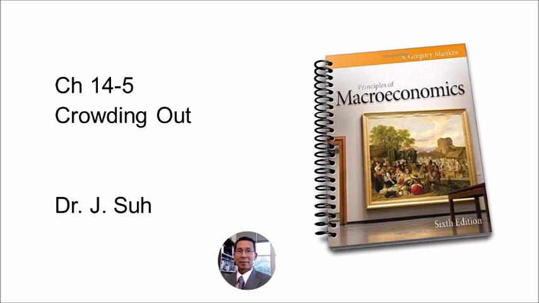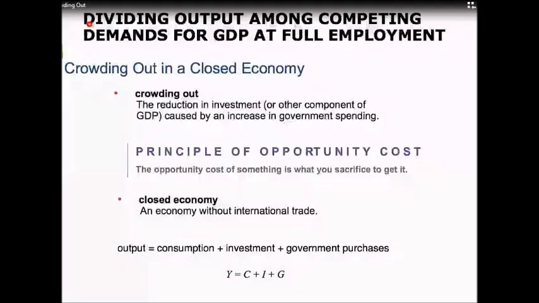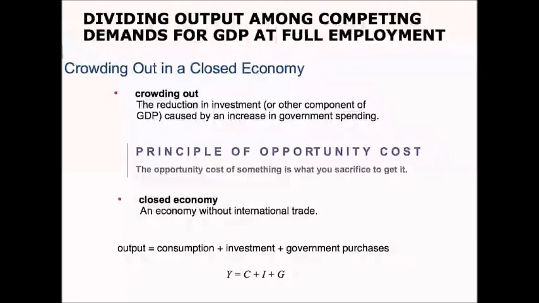Another interesting feature we get when we look at long-run models is something called crowding out. If we look at how we divide output among different demands for GDP at full employment. So remember, when we looked at total GDP, we were able to figure out who was buying it. This was the expenditures approach for adding up GDP. And we had GDP, or output, was consumption plus investment plus government purchases plus net exports.